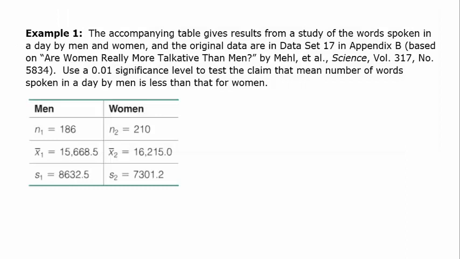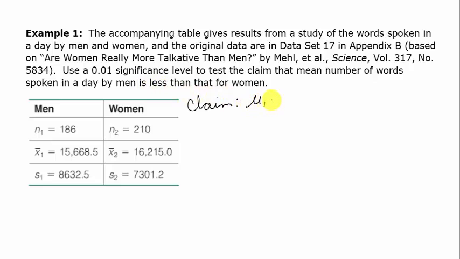Our first example, the accompanying table gives results from a study of the words spoken in a day by men and women, and the original data are in dataset 17 in Appendix B. We're going to use a 0.01 significance level to test the claim that the mean number of words spoken in a day by men is less than that for women. So our claim is that the mean for the men is less than the mean for the women.